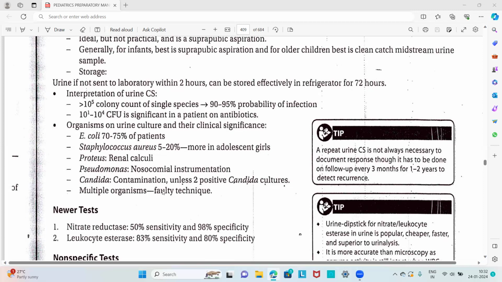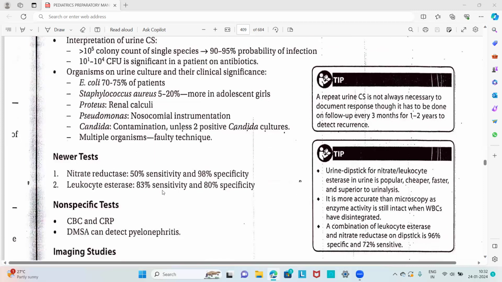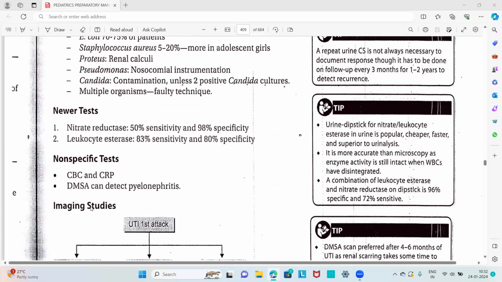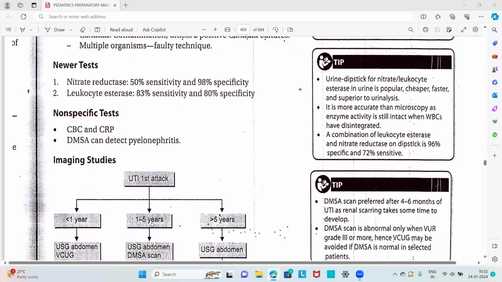So that is the gold standard for the diagnosis of the UTI, that is the urine culture. The newer tests are the nitroreductase and the leukocyte esterase. The non-specific tests are the CBC and CRP and DMSA scan, used for the detection of pyelonephritis. So that is all regarding the investigation.